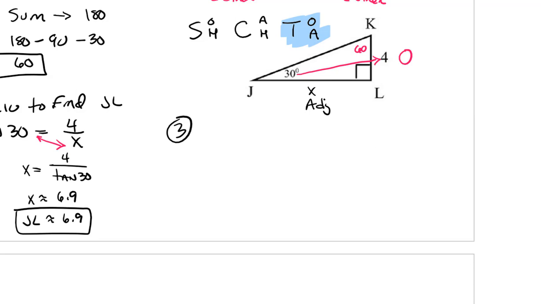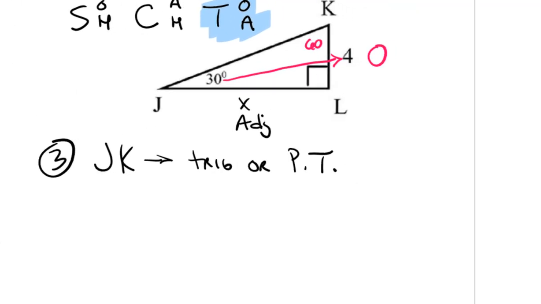So to find JK, just kidding, to find that one, we can either use trig or, and I'm going to abbreviate Pythagorean Theorem, PT. So we could use Pythagorean Theorem because, like, bro, we just figured out this guy right here, this x is about 6.9. So we can use that to help us find the JK side.